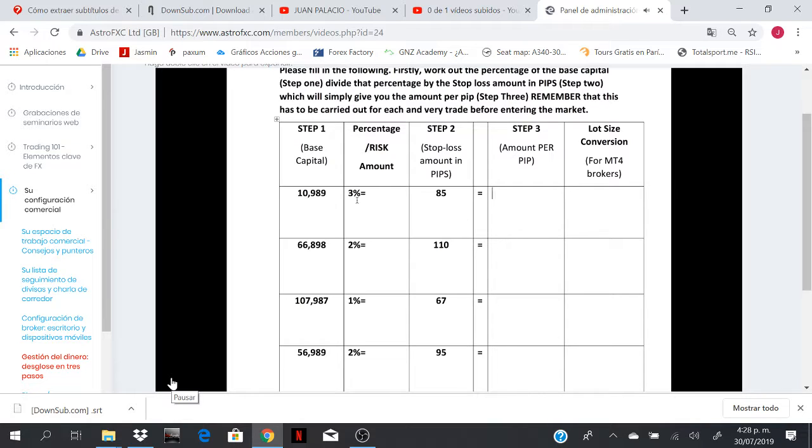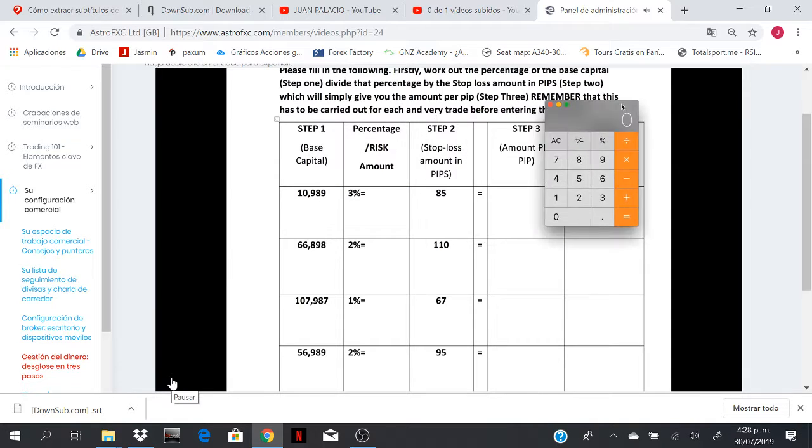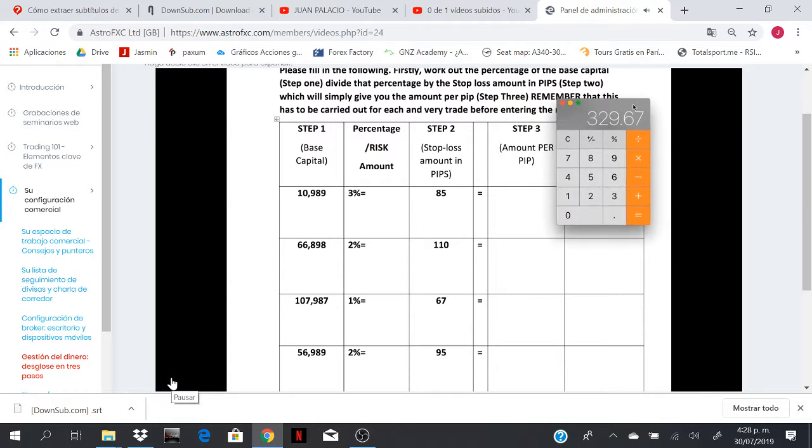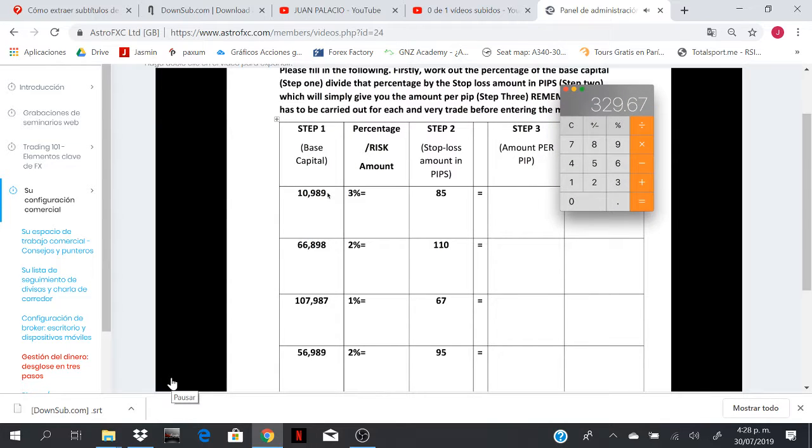All right, so 10,989, we need to work out 3% of this figure firstly. What I like to do, guys, is pull up a calculator. 10,989, that is our base capital amount. I always work out 1% first. To work out 1%, we take the figure and divide it by 100, which equals £109.89. That's 1%. We want 3%, so we times it by 3, which equals £329.67, or dollars, whatever it may be, Canadian dollars, yen. It's not really relevant. So 3% of 10,989 is £329.67.